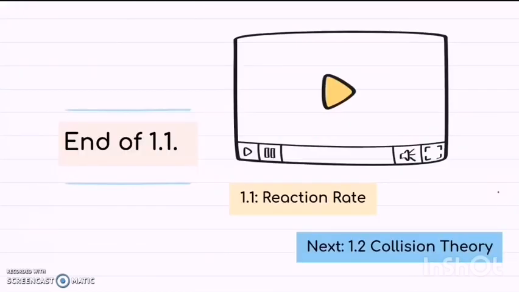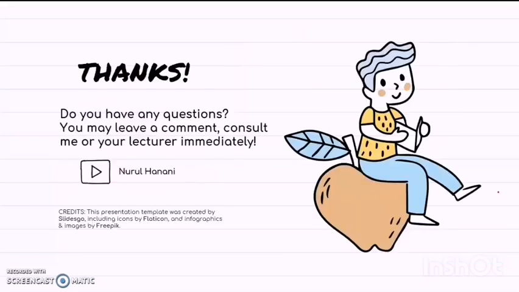Okay, that's all for subtopic 1.1, which is reaction rate. The next topic that we are going to discuss in another session is the collision theory.